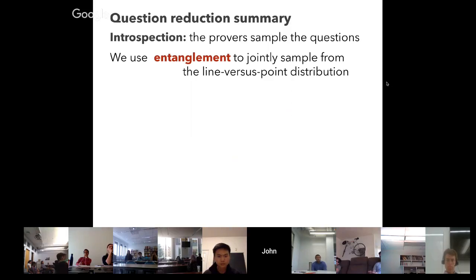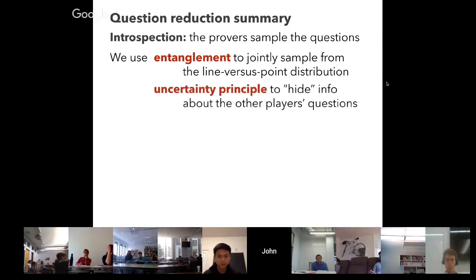First, we use entanglement to give them shared randomness so that they can jointly sample from the line versus point distribution. But then we use the Heisenberg uncertainty principle to hide information about each other's questions. And this allows us to simulate their large questions.